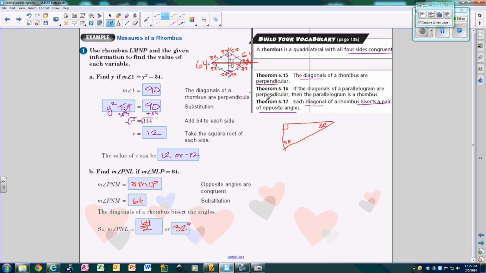So with a rhombus, once you find one thing, you can almost find every single thing else, because it's so easy. And if I wanted to find the sides, I could use my SOHCAHTOA or trig to find the lengths of the sides. So you could find everything about a rhombus because it's all equal to each other.